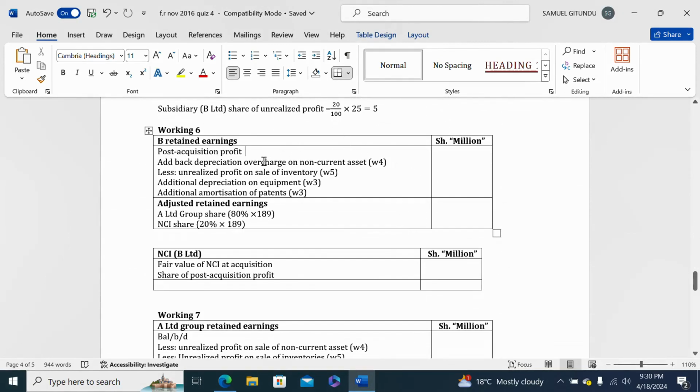We are saying that the total retained earnings in B is 350 million, and the retained earnings at the date of acquisition was 150 million, which means that the post-acquisition retained earning is 200 million. This is the profit which was made from the date when B was acquired up to the time now we are consolidating the financial statement.